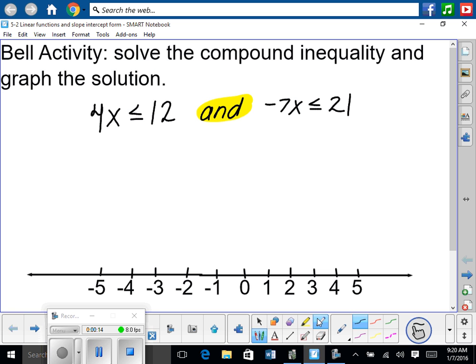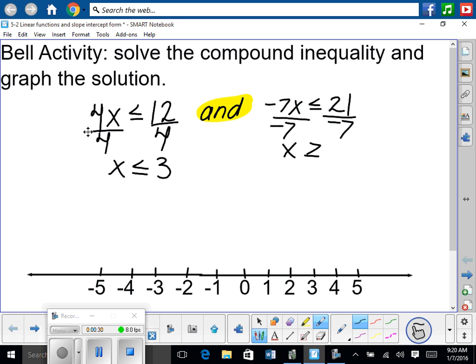First step: divide both sides by 4. I have x is less than or equal to 3. Very good. And over here I divide by... and what do I need to do? Flip the sign. Good. Way to go. How many of you remember to flip the sign? Nice job. So we have x is greater than or equal to -3.